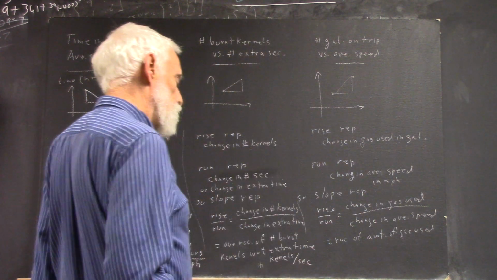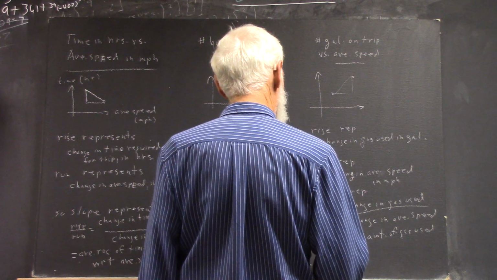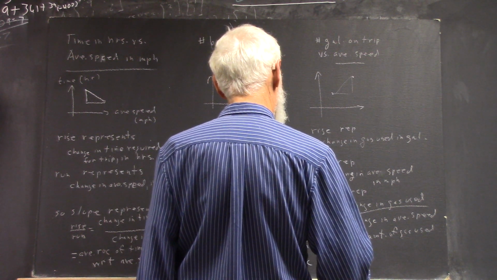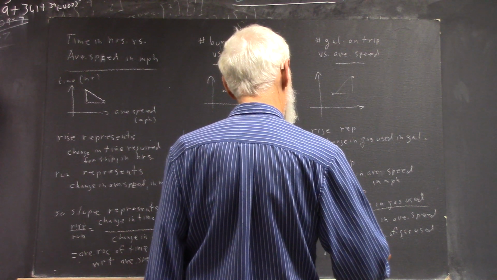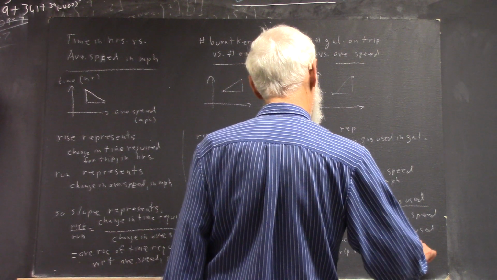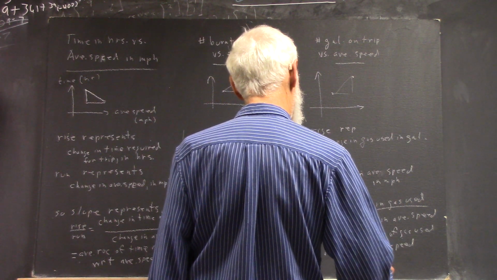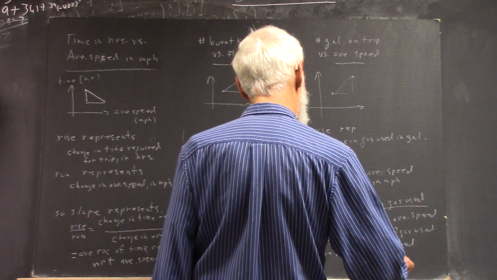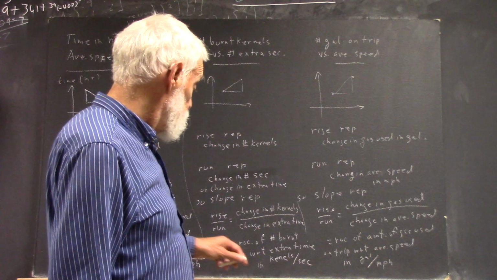And I'm going to embellish this a little bit, for clarity: average rate of change in the amount of gas used on the trip with respect to average speed, in gallons per mile per hour. Okay?